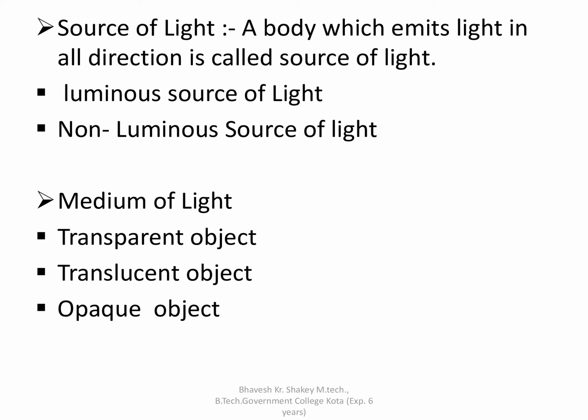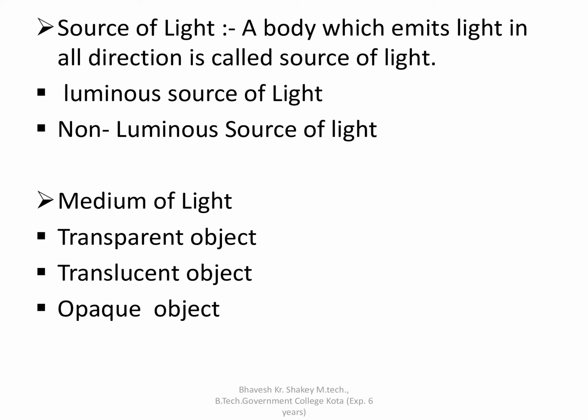Now what are the translucent objects? So the translucent objects are those through which the part of a light will pass. Not all the light will pass through, only the part of a light will pass. So these objects are called translucent object. Examples of translucent objects are frosted or ground glass, greased paper, paraffin wax, etc.